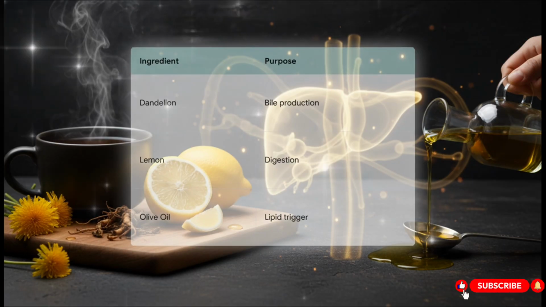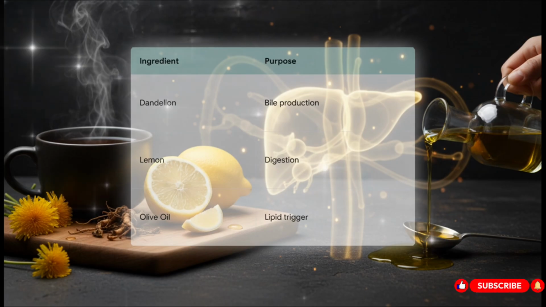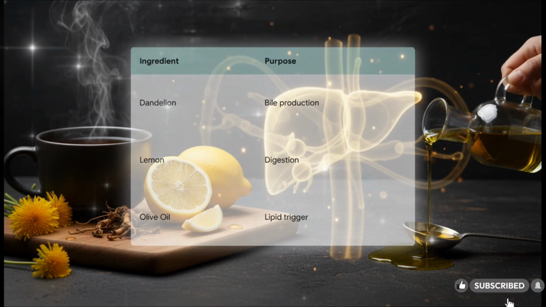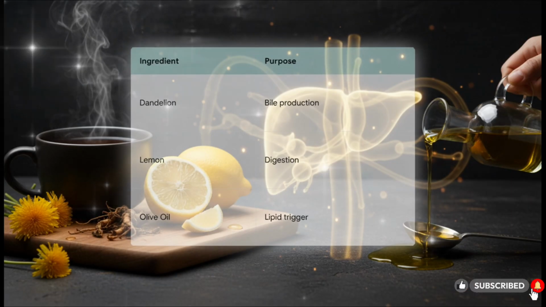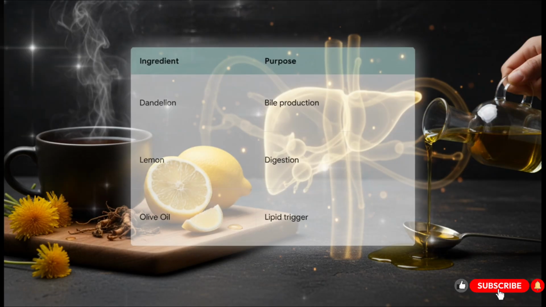Second, an organic lemon. The peel oils and enzymes here provide tremendous digestive stimulation. And yes, it must be organic to avoid severe pesticide contamination on the peel. Finally, exactly 1 tablespoon of extra virgin olive oil. This is our crucial lipid trigger. This is what forces the gallbladder to literally dump the bile into the system.